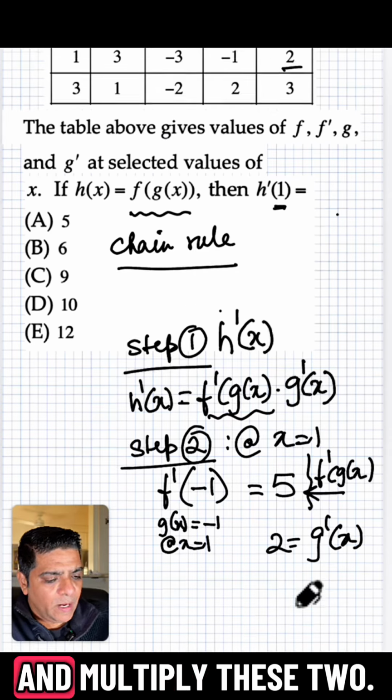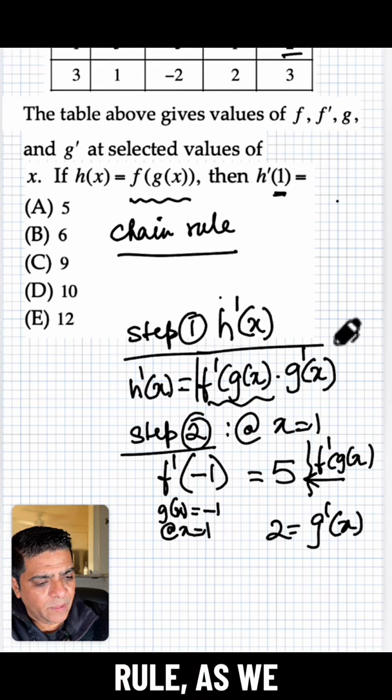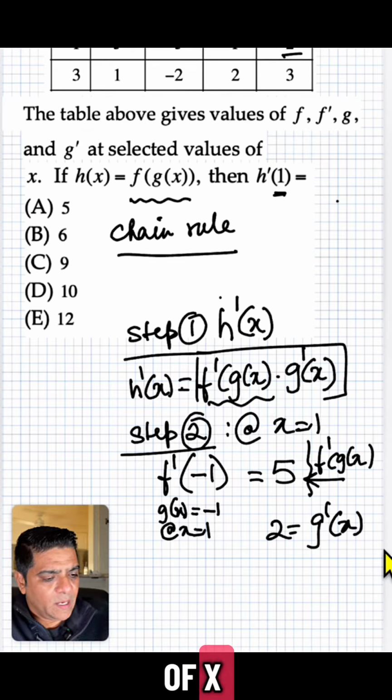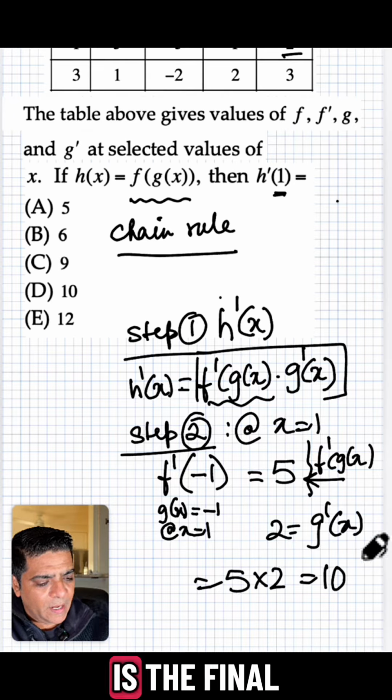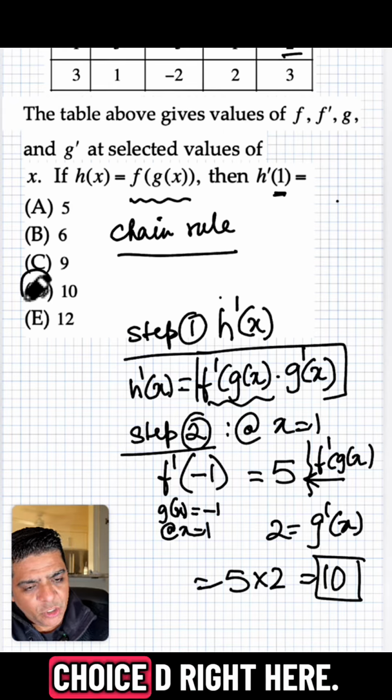So now we just go ahead and multiply these two, because the chain rule, as we saw here, is f prime of g of x times g prime of x. So that is going to be 5 times 2, so 10 is the final answer, which is choice D right here.